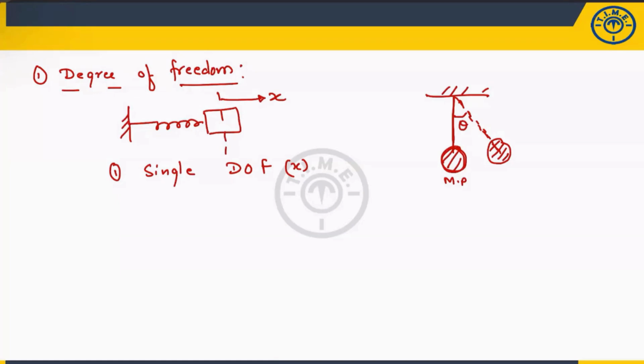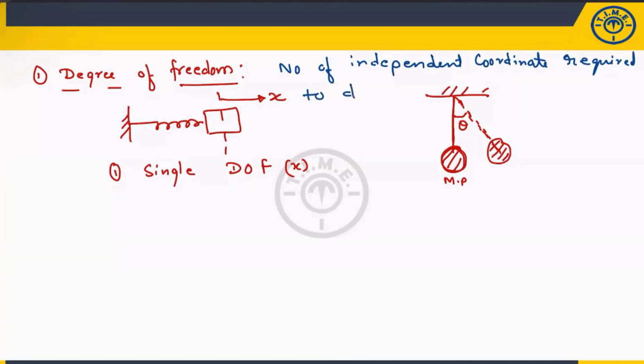So degree of freedom means the number of independent coordinates required to describe a vibration system. Then it is called a degree of freedom.